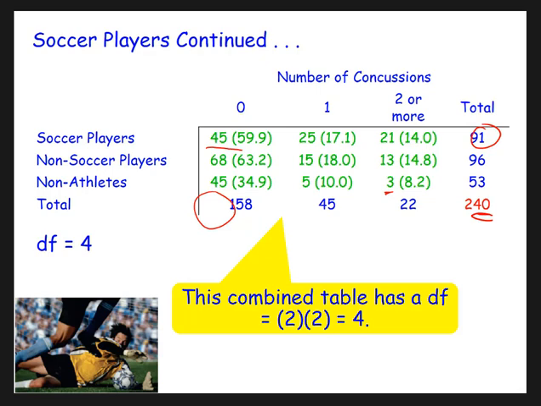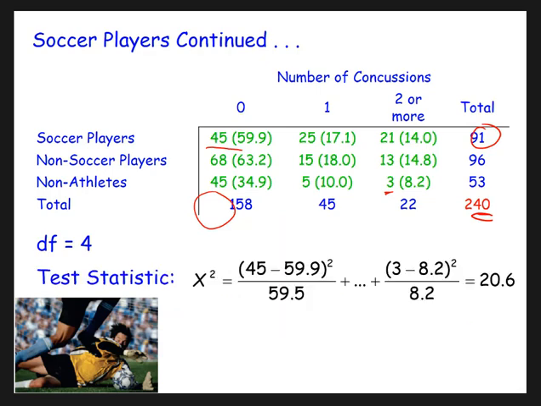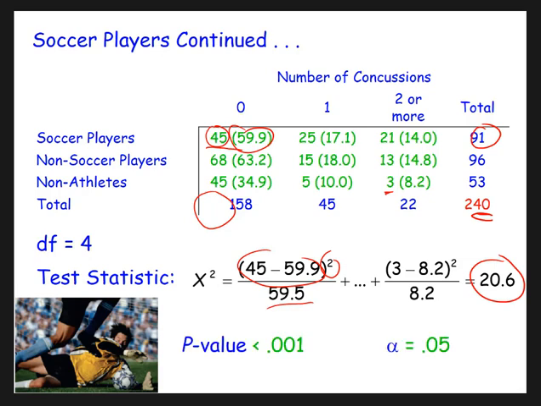So now this is a 3x3 table. So 2 times 2, (3 minus 1) times (3 minus 1), gives us 4 degrees of freedom. Our test statistic for each cell, we did the observed minus the expected, squared it, and then divided it by the expected. We add that up for each of those 9 cells to get a test statistic of 20.6.